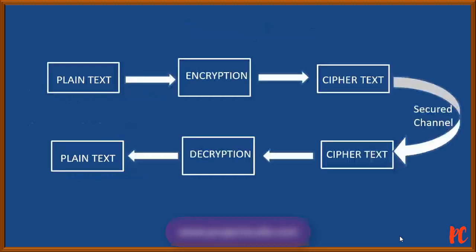asymmetric encryption. Here you can see a basic block diagram of an encryption process where the input signal, nothing but plain text, is converted to cipher text with the process of encryption. That cipher text is then transmitted through a secured channel, it could be anything. It then gets decrypted with the help of a decryption process where the cipher text is converted back into plain text.